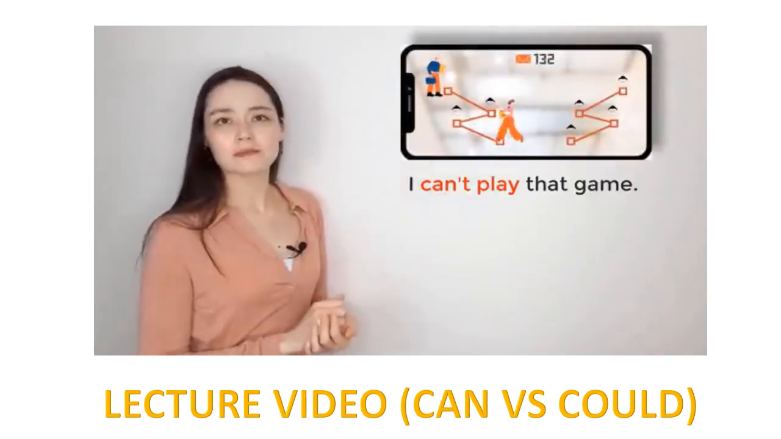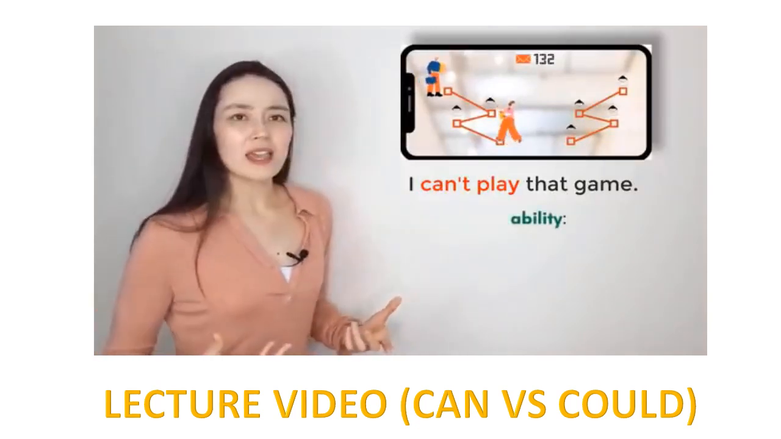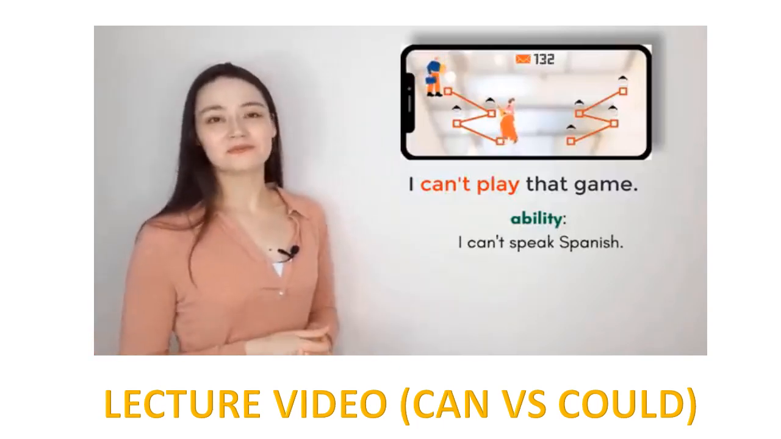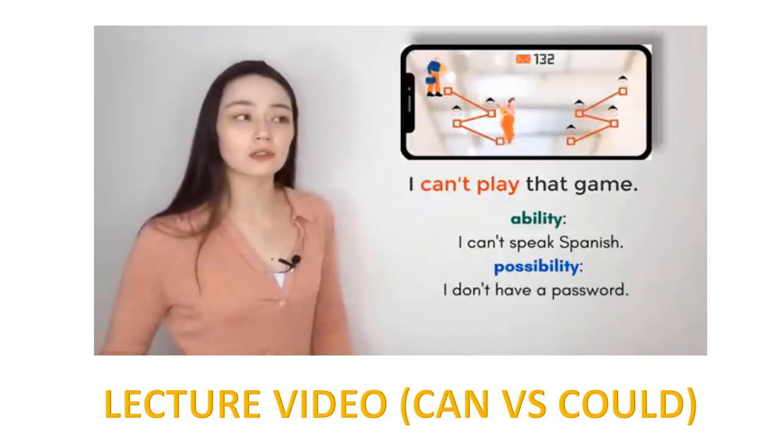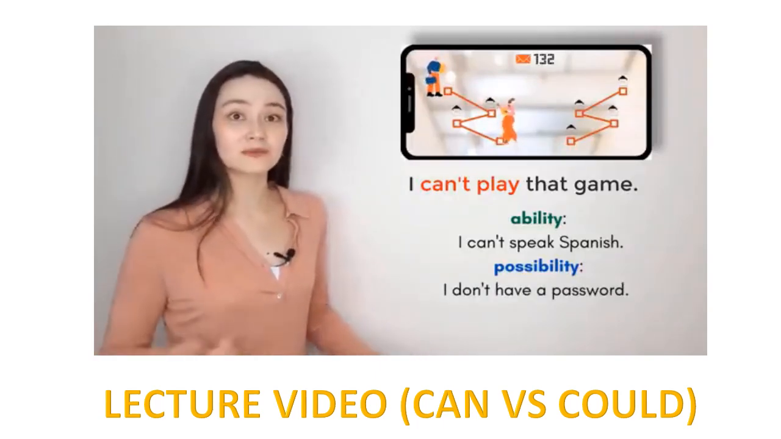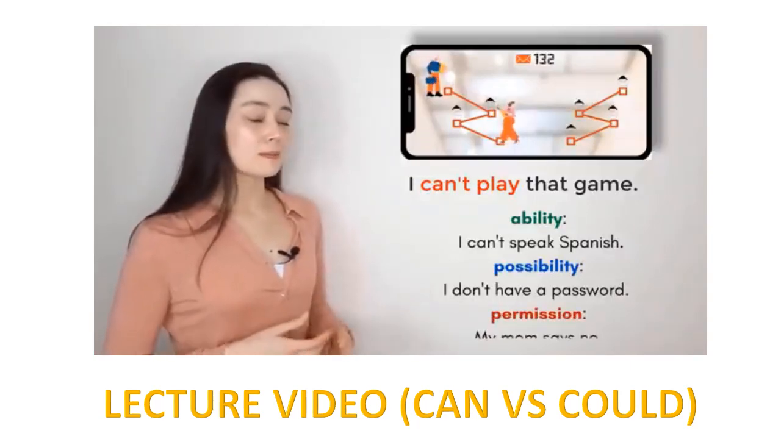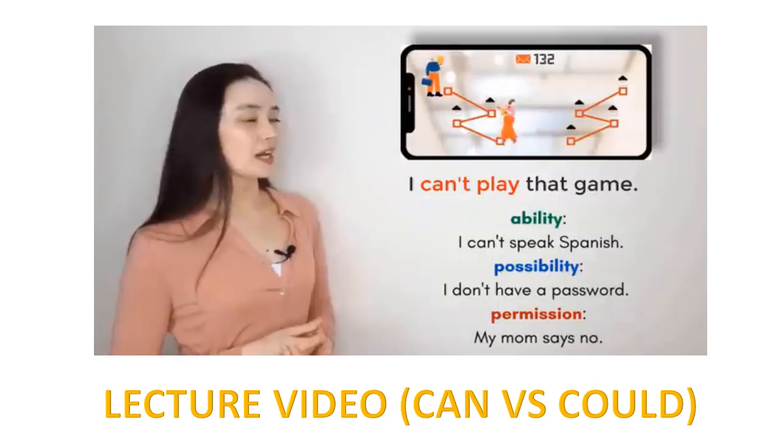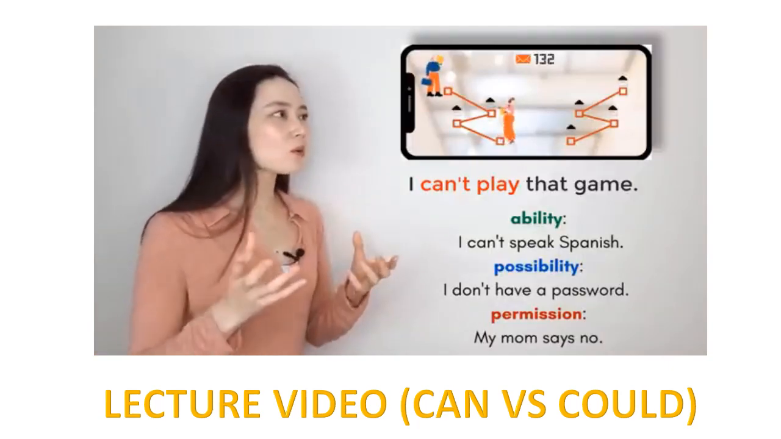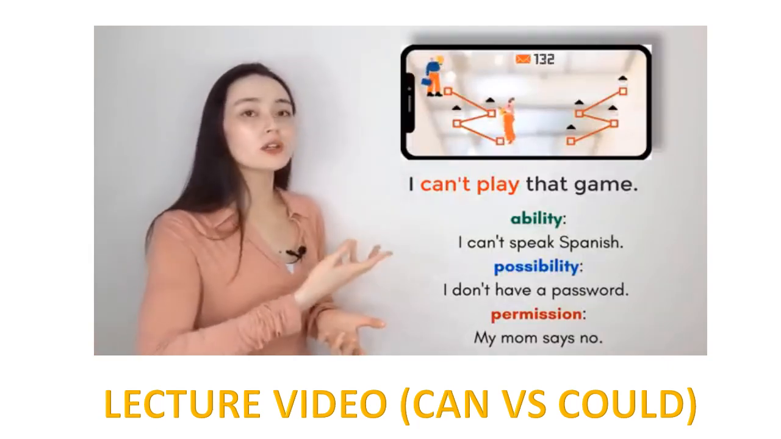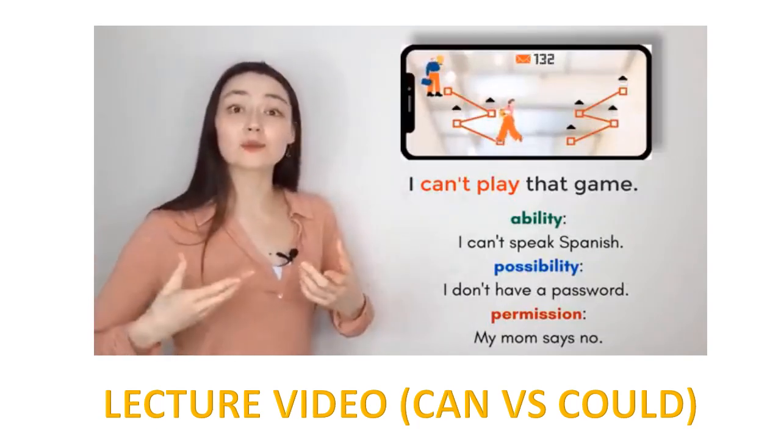I can't play that game. This could mean ability. I can't play that game. It's in Spanish. I can't speak Spanish. This could mean possibility. I can't play that game. I need a password. I don't have a password. It's not possible. This could also mean permission. I can't play that game. My mom says I'm too young. I have to wait until I'm 13. So if you're reading something or if you're watching a movie and you hear can or could, don't just focus on that one sentence. Look at everything around it, and this will really help you.